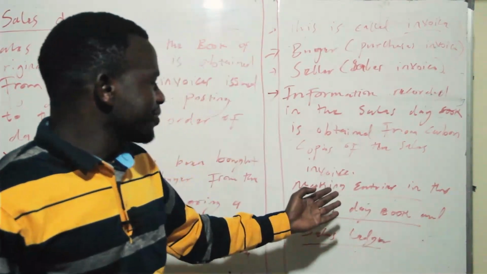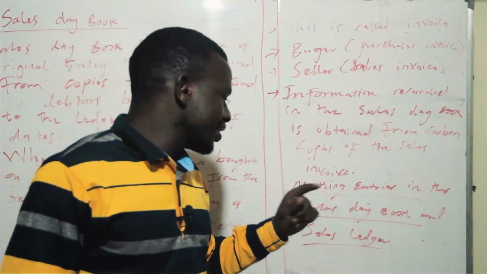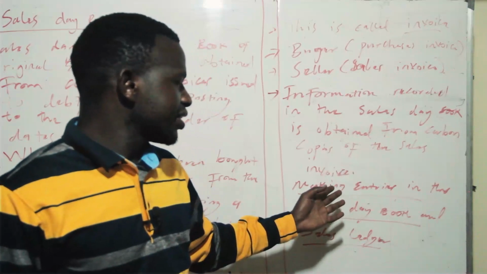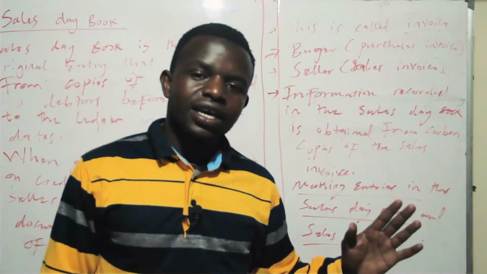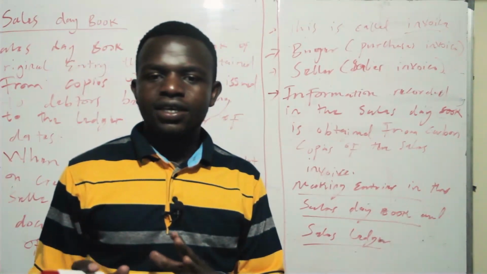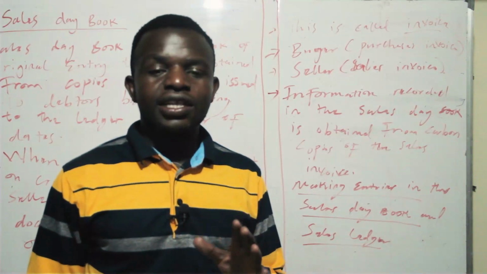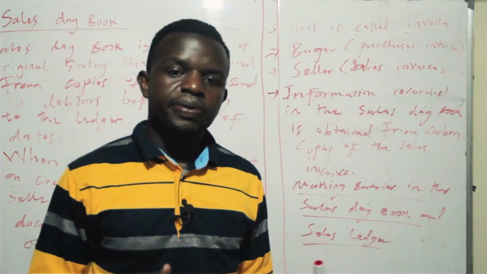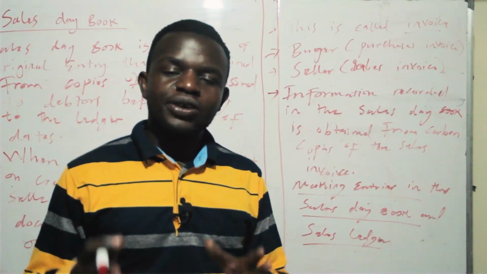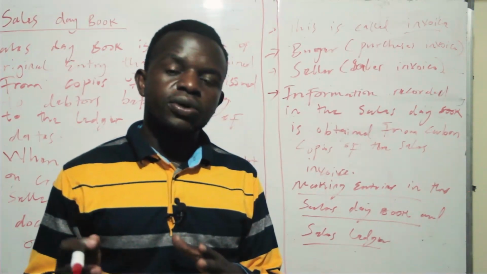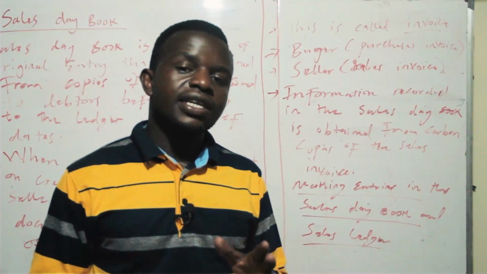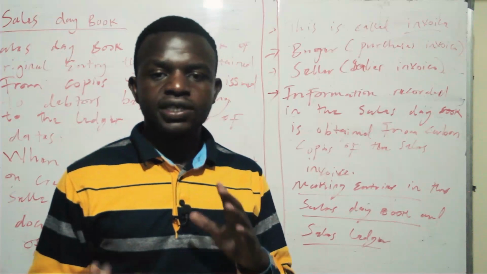So let us now look at making entries in the sales day book and in the sales ledger. Information in the sales day book is recorded, and after recording the information, you are going to find the total. That total is going to show the credit sales for that period. Then after you record that in the sales day book, for each personal account in the sales ledger, those personal accounts have to be debited.